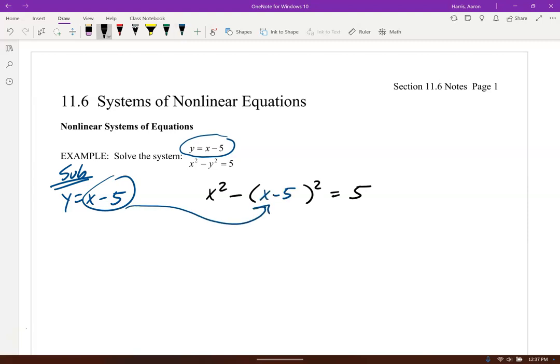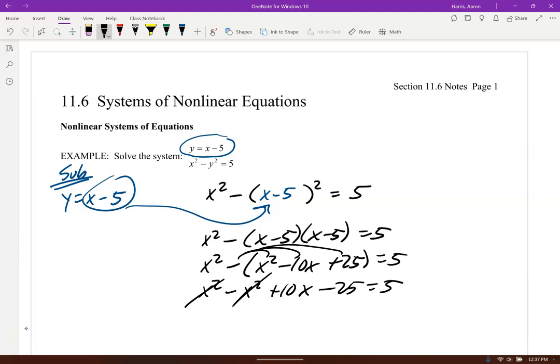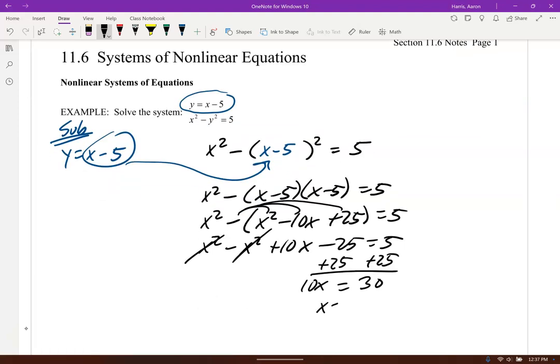And let's go ahead and solve this now. So we got x squared minus, I've got to go ahead and expand this. Notice those are gone, so I have 10x minus 25 equals 5. Add the 25 to both sides. 10x equals 30, divided by 10. So it looks like x is 3.